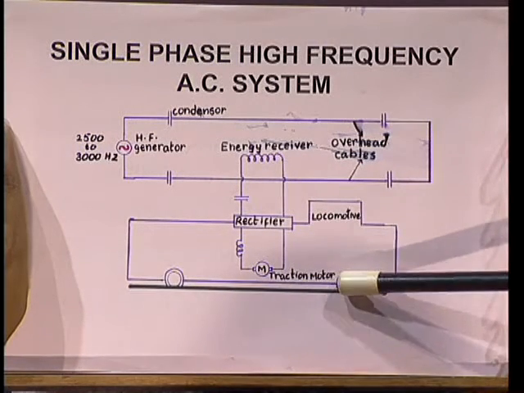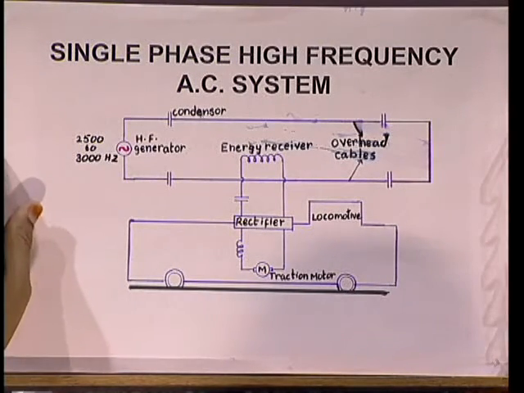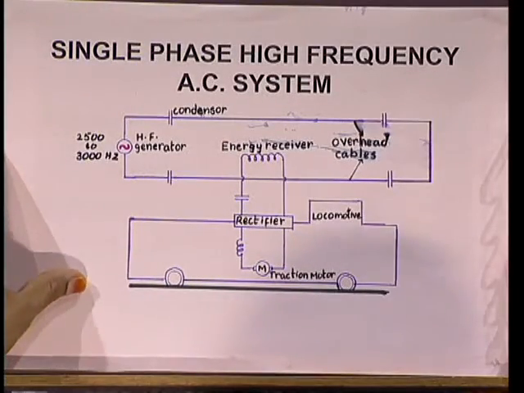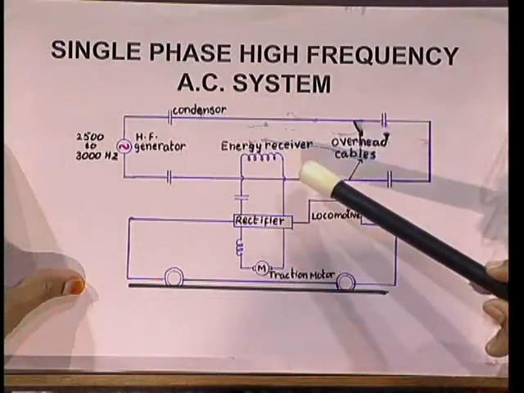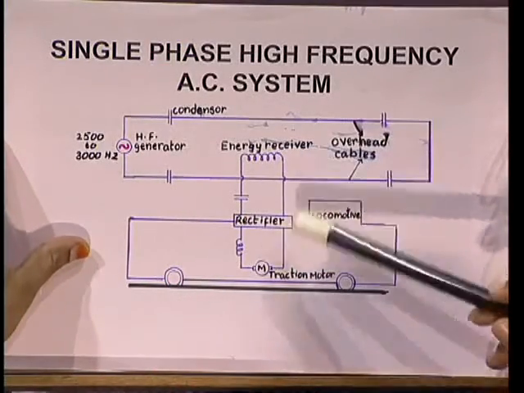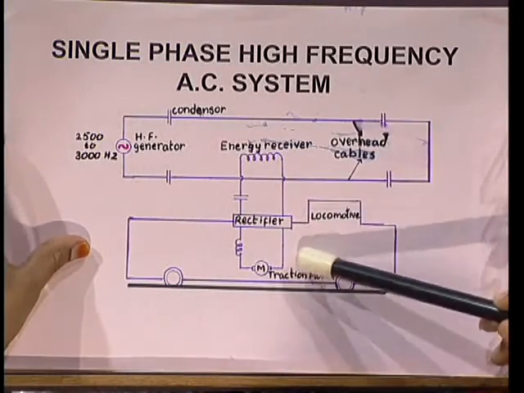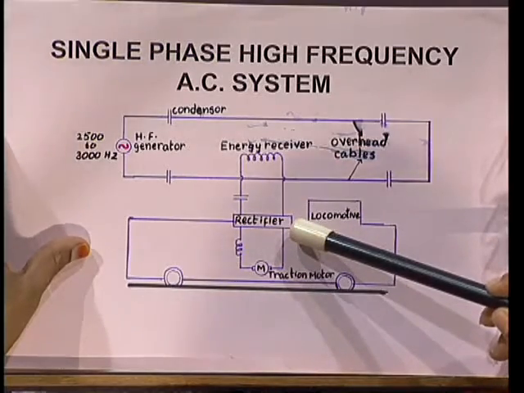Here the traction motor used is a DC series motor, and hence the AC voltage received by the receiver has to be rectified by using a rectifier.